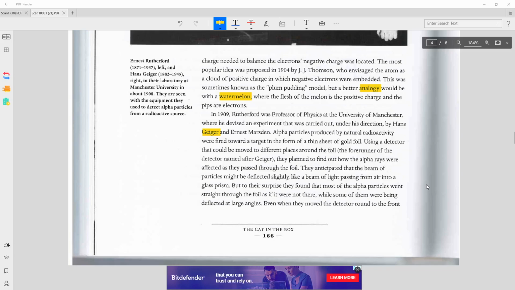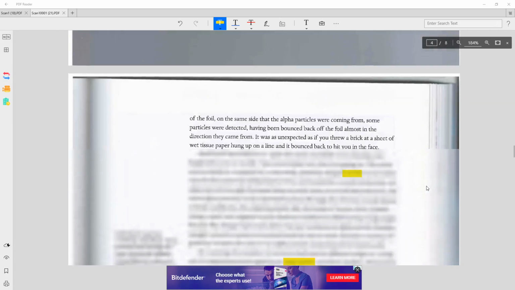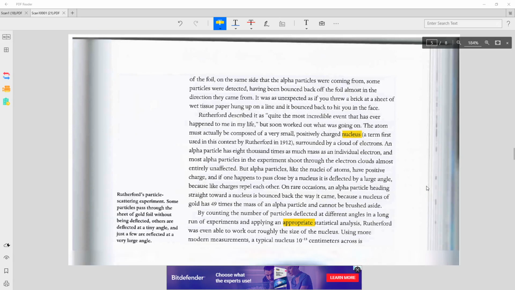Even when they moved the detector round to the front of the foil, on the same side that the alpha particles were coming from, some particles were detected having been bounced back off the foil almost in the direction they came from. It was as unexpected as if you threw a brick at a sheet of wet tissue paper hung up on a line and it bounced back to hit you in the face.